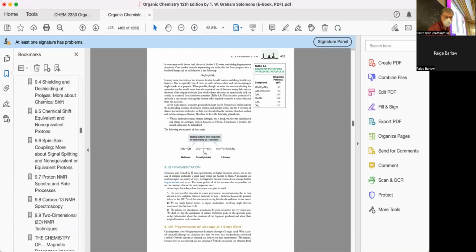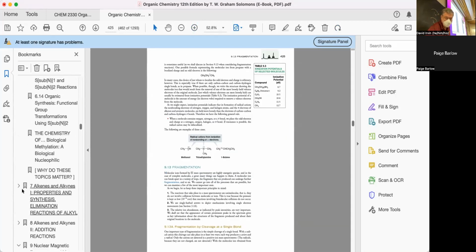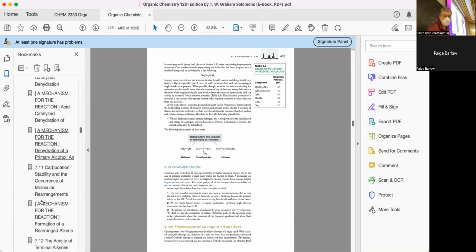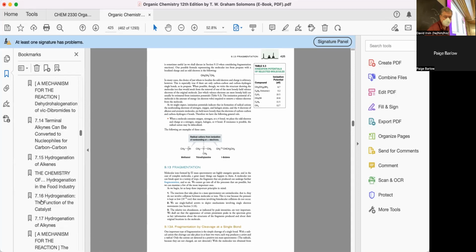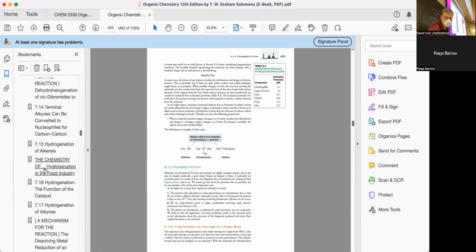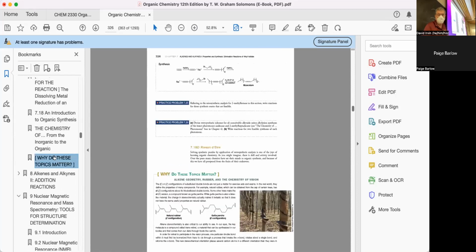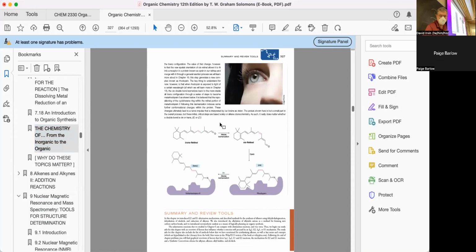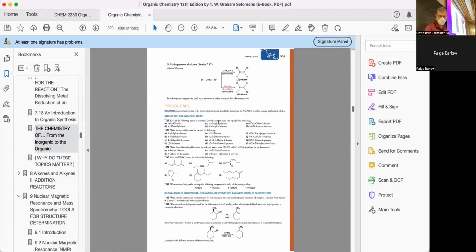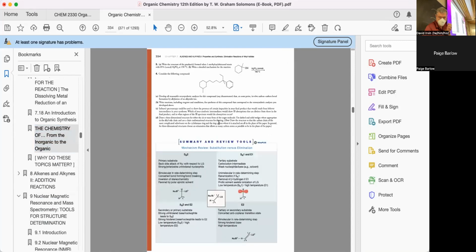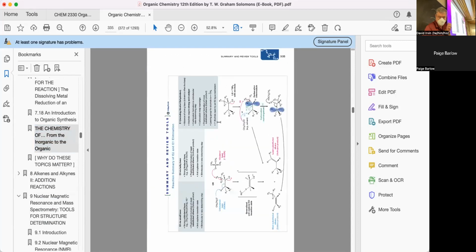Chapter 7. And so what you really want to do is at the end of each chapter, look at this, because it's going to basically sum up in a visual sense what's happening at the end of each chapter. And there's a good table on this one. There we go.